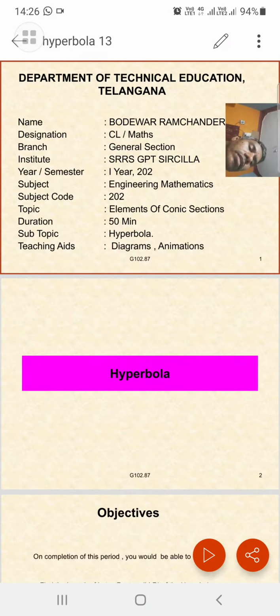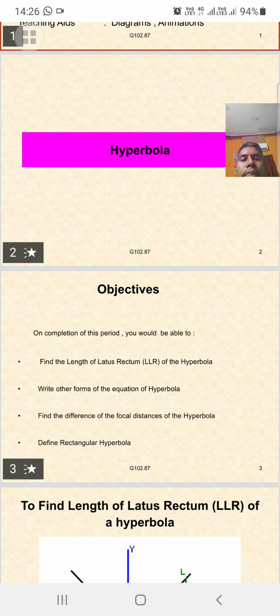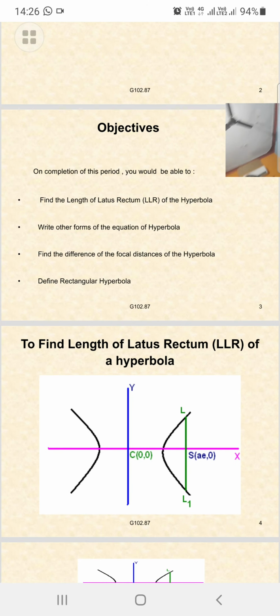Focal distances means S1P minus SP. So these are the hyperbola's elements. If the length of the latus rectum or the eccentricity is root 2, then we call it a rectangular hyperbola.